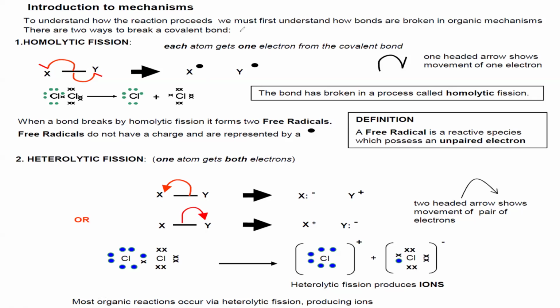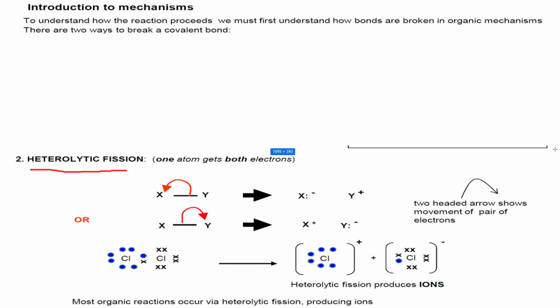Then we have a second type of bond breaking, which is called heterolytic bond breaking. What is happening in a heterolytic bond breaking? When the bond breaks, one of the atoms takes both of the electrons involved in the bonding. As a result, it will produce ions. It will not produce a radical, it will produce ions. We call that heterolytic fission or heterolytic bond breaking.